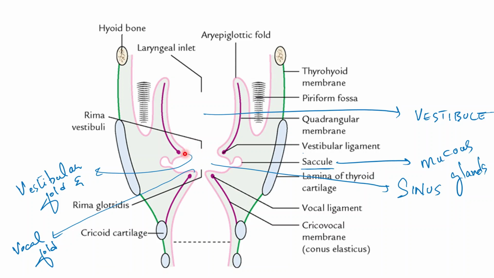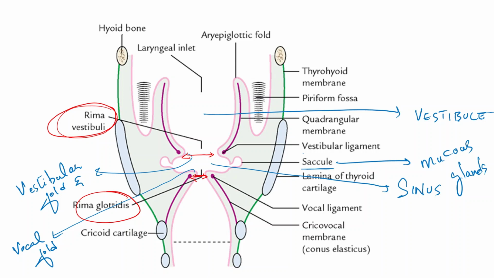The area which is seen between the two vestibular folds is called the rima vestibuli. So this rima vestibuli is nothing but the space which lies between the two vestibular folds. In the same way, the space which is seen between the two vocal folds is called the rima glottidis. So this is the rima vestibuli above and rima glottidis below the sinus. So this is about the interior.